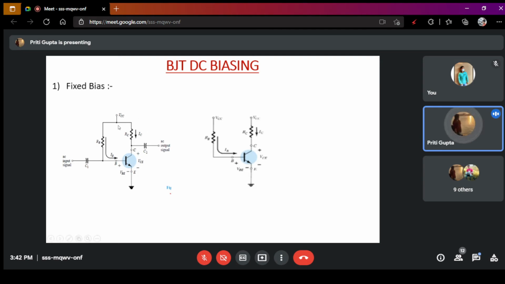This is the general diagram of fixed bias. Two capacitors are there. You can see basically there is a transistor, BEC, three terminals are there. This is VCC, collector voltage. This is VEE, this is emitter. Which one is grounded? Basically this one is grounded. This voltage is VCE, this voltage is VBE, and here IE is passing, here IC is passing. This resistance is RB, and this resistance is RC. And two capacitors are there, C1 and C2.